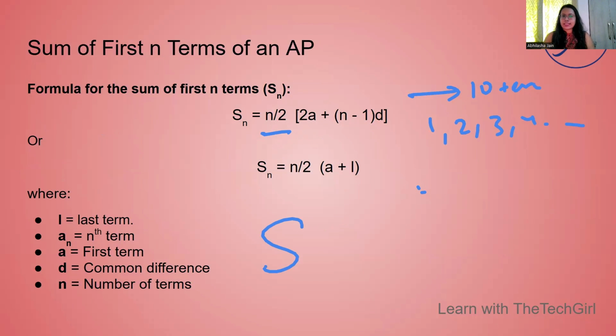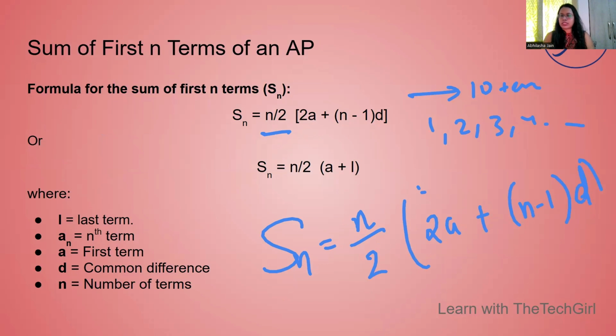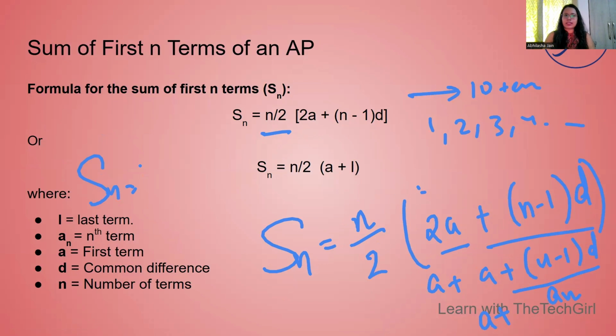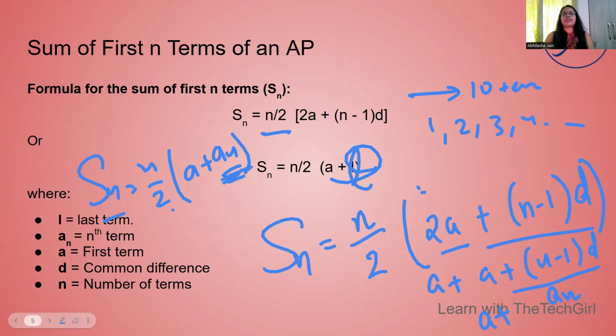And the formula is Sn, which is the sum of n terms, is n over 2 times 2a plus n minus 1 times d. Okay. Or you can also say, if you break it down, you get a plus n minus 1 d, which is nothing but an, right? So a plus an. So Sn is n over 2 times a plus an. An is nothing but the last term, so you can write it as l. Sn is equal to n over 2 times a plus l.